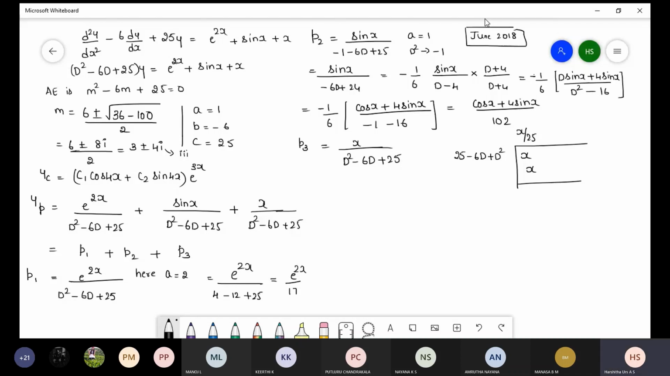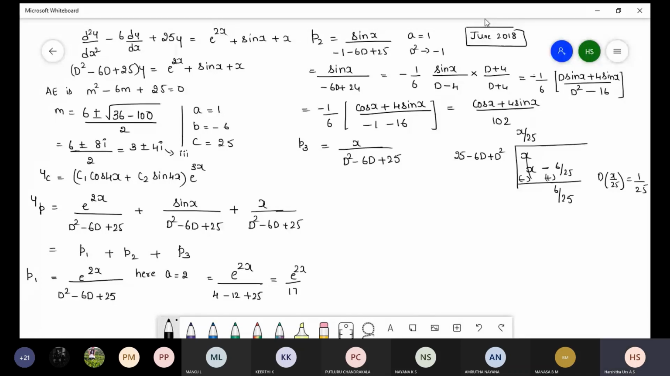Next, first differentiation. 6. So x differentiation is 1. Differentiation of x by 25 is 1 by 25. So I get minus 6 by 25. Change the sign here also. So we get 6 by 25.